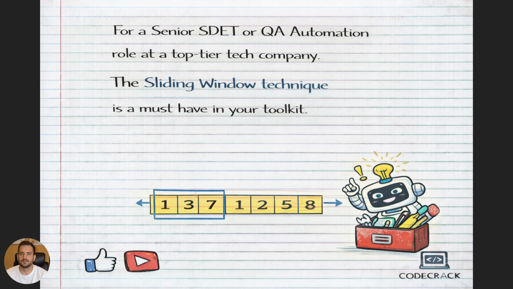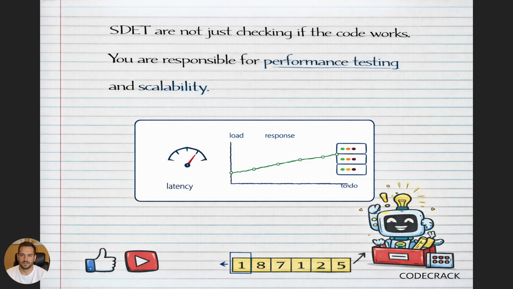Hi engineers! If you are aiming for a senior SDET or QA automation role at a top-tier tech company, listen up. The sliding window technique is a must-have in your toolkit. Why is this important? Because as an SDET, you are not just checking if the code works. You are responsible for performance testing and scalability.